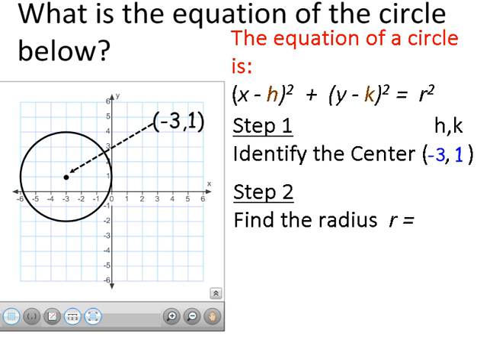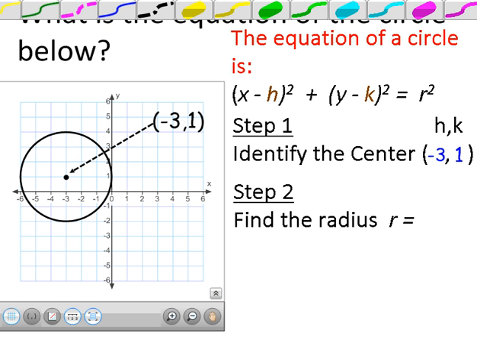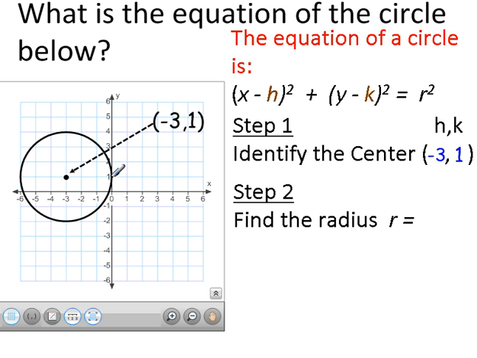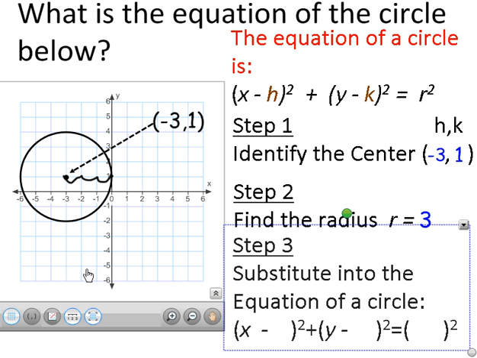So here, I'm just going to take my pen and count from the center to a point on the circle. So I'll pick this point here. So it's going to be 1, 2, 3. So the radius for me here is 3. Step 3, substitute into the equation of a circle.